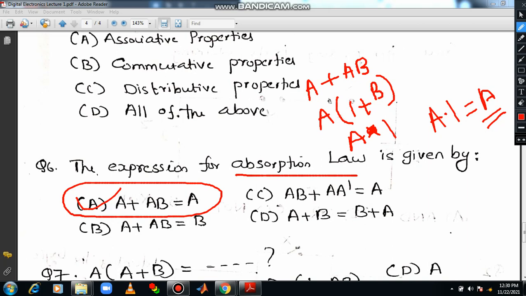A plus B is equal to B plus A. That is called the commutative law. And this does not belong to this particular expression, and this is wrong actually. B is completely wrong, and C also I can't agree with, and this is actually the commutative law. So option A is the correct one. Let me call it the absorption law.